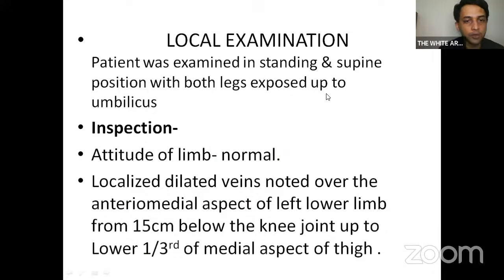Next, localized dilated veins are noted over the anteromedial aspect of the left lower limb. That means mainly the great saphenous vein is involved. Okay, that gives a clue. Since it is localized dilated veins, it could be because of perforator incompetence. So on inspection, we got a clue. Next.